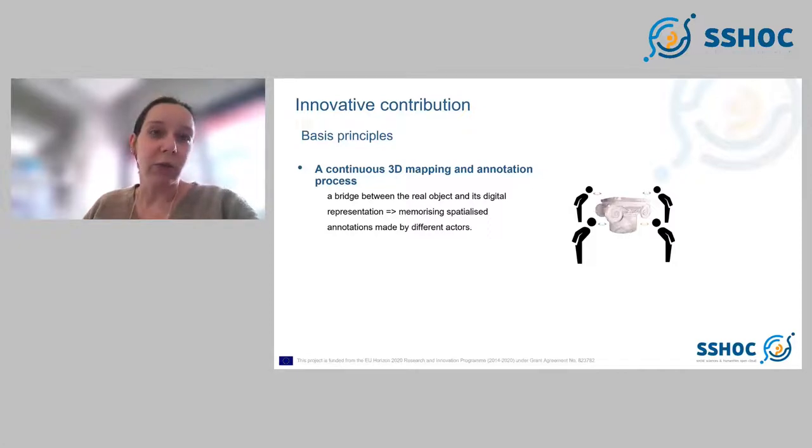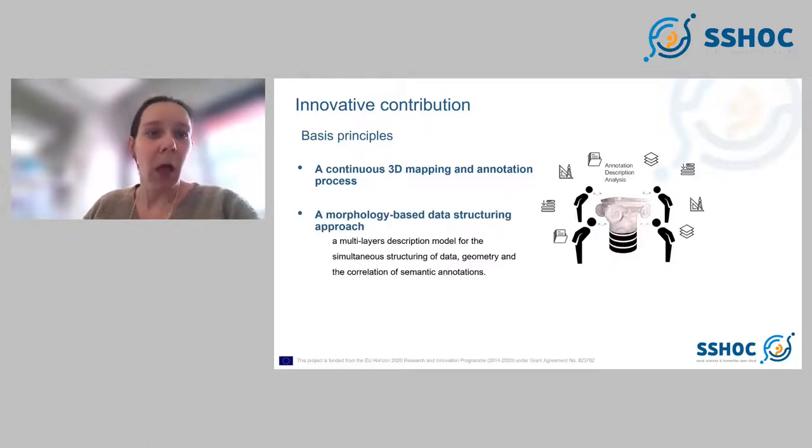The first part is to create a bridge between the real object and its digital representation by introducing a solution for memorizing spatialized annotation made by different actors. Based on spatial overlapping factors, our multi-layer description model allows the simultaneous structuring of data and geometry, as well as the continuous correlation of semantic annotation.